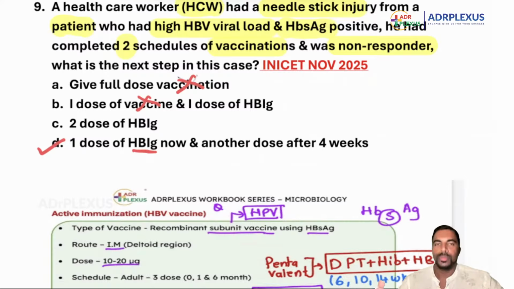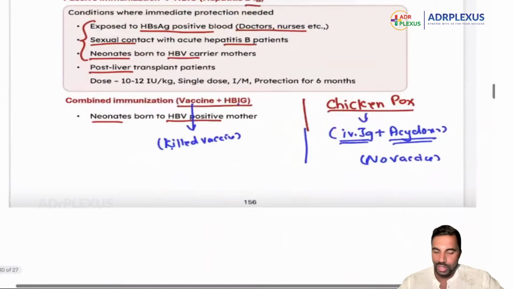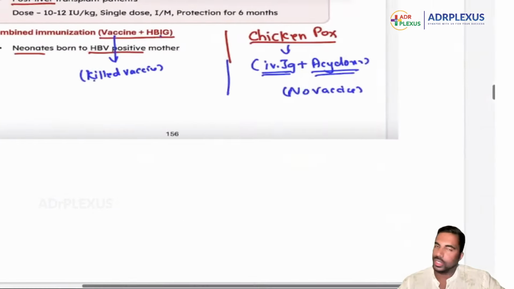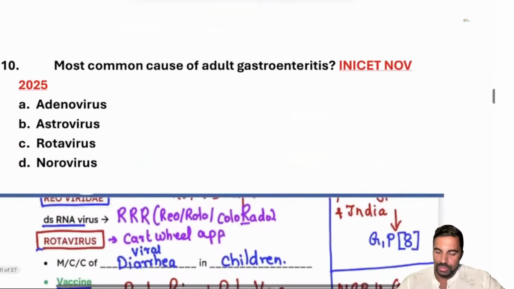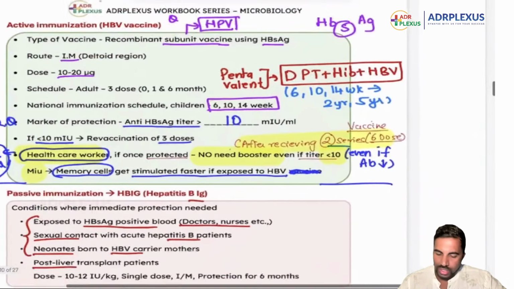If your healthcare worker's anti-HBsAg level is still less than 10, then there's no use. So this is the option. We have discussed that in our class, in hepatitis B virus, right? Next one. And yes, there also we mentioned it, that is very important.